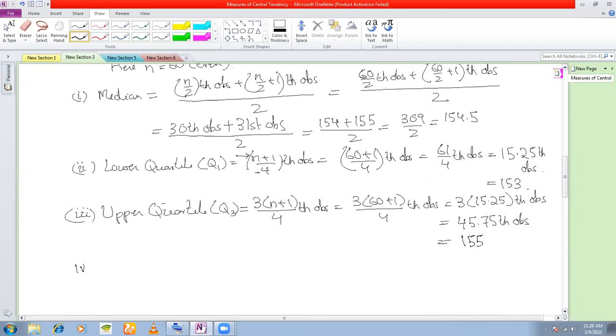And finally, you have the interquartile range as your fourth question, which is very easy: Q3 minus Q1. Once you have found Q3 and Q1, it is very easy to find the interquartile range. Interquartile range is Q3 minus Q1, which is 155 minus 153, which is equal to 2.